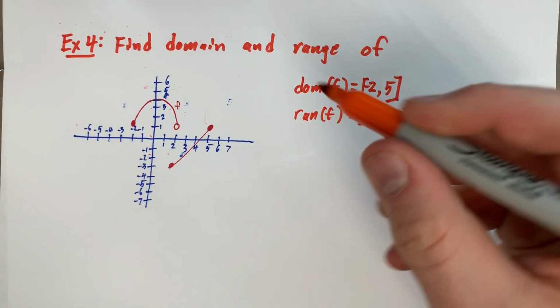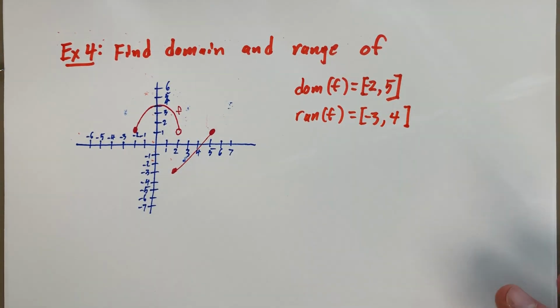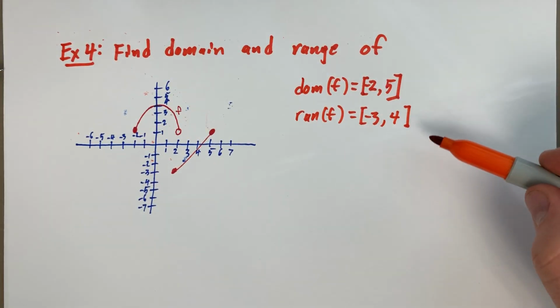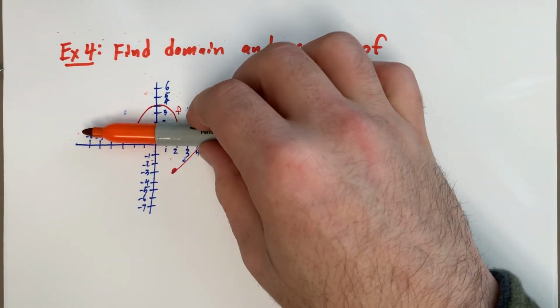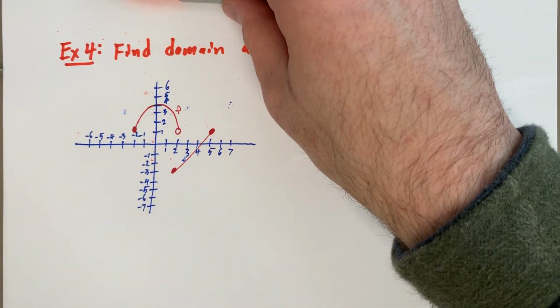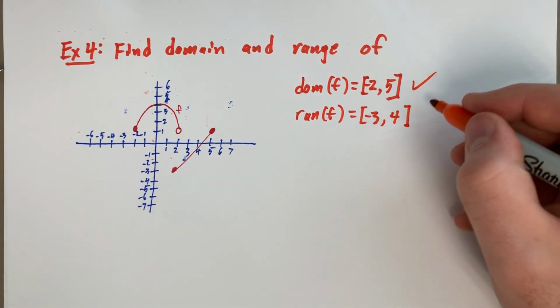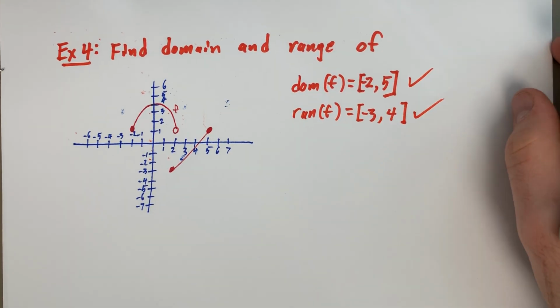All right, so I stop at 4, and I use a square bracket because the graph is technically a closed point there. I don't continue on, I can't put a union or anything else, because I stop there and I never start again. So that is the range of this function here. We found the domain, we found the range, and we're done.